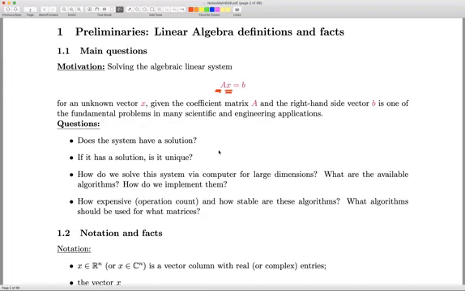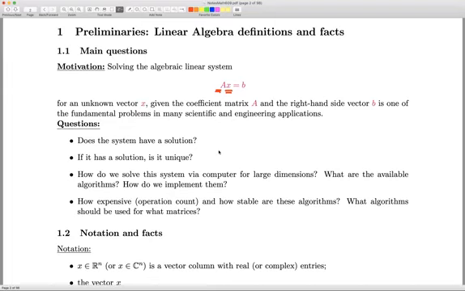The next question is, what are the available algorithms for solving linear systems? How do we implement those algorithms? How do we choose a particular algorithm for our problem at hand? How expensive is a particular algorithm in terms of how many floating point operations do we need to do in order to solve a problem of dimension n, that means for an unknown vector that has n coordinates?